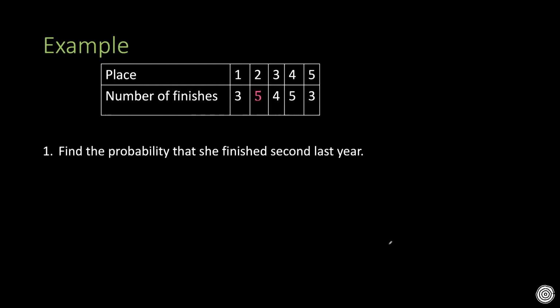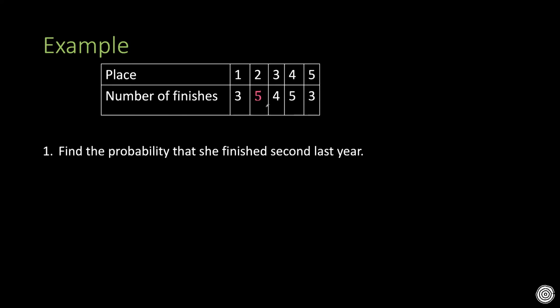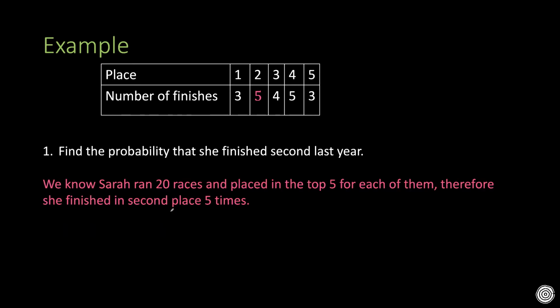Well, I wasn't actually told how many times she came second. Okay, coming back here, I was told though that she did compete in 20 races. So what I've done here now is I've added 3 plus 4 plus 5 plus 3, and that gives me 15. And so obviously that means she came second 5 times. And then finally, the probability is really simple.